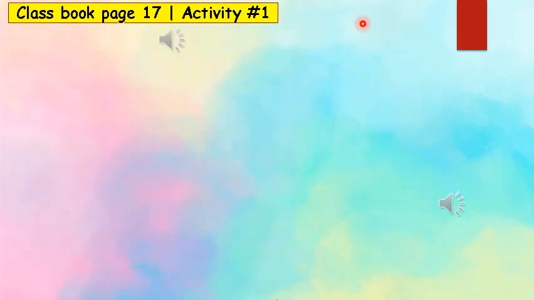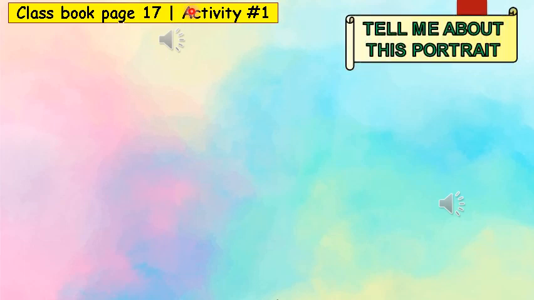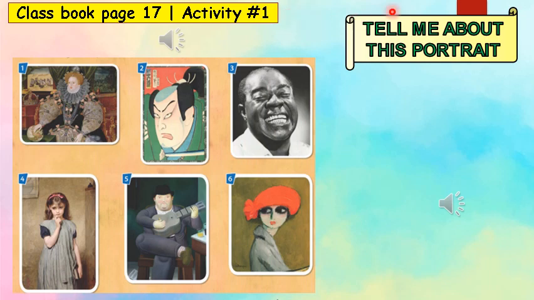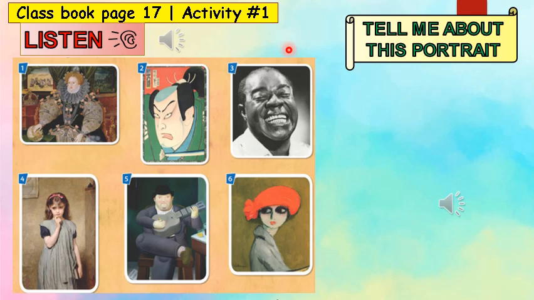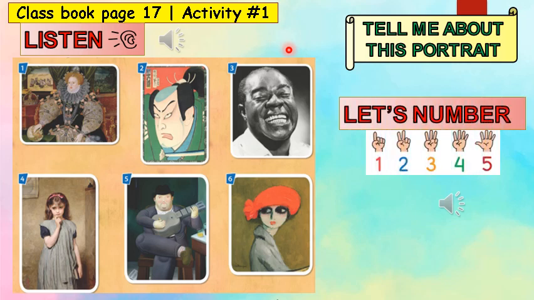Now let's go to our class book on page 17, activity number 1. Tell me about this portrait. Okay, you're going to tell me, okay? Tell me. This is the most important. Let's go and let's listen. We are going to listen to an audio. And we are going to number according to the audio. The order of the audio, okay? So let's listen.